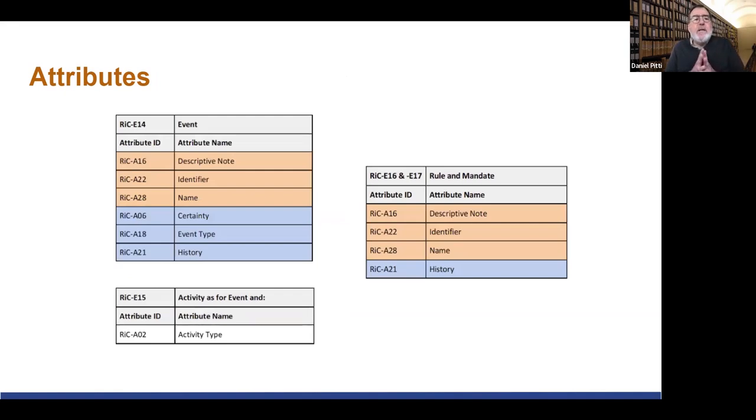So event, again, you can see the inheritance from thing plus certainty, event type, and history. Below it, activity, which has the same attributes as event, but the addition of activity type. And off to the right, rule and mandate, which share the same group of attributes.